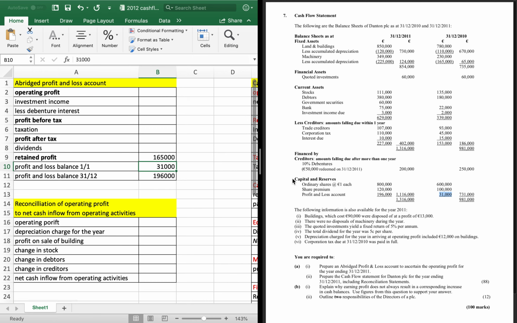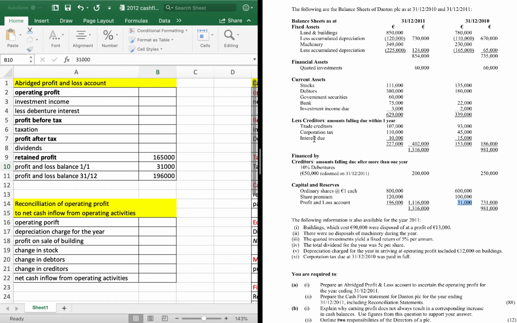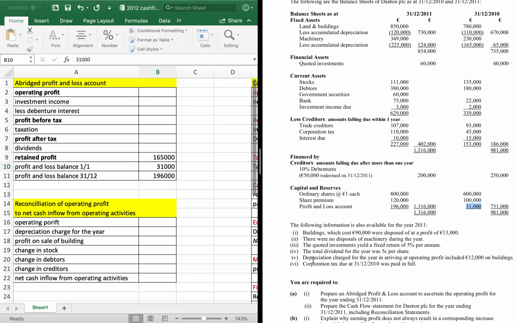Now, dividends is next. There's no real mention of dividends in the balance sheet, as you know, so the dividends have to be mentioned in here. It tells us the total dividend for the year is 5 cents per share. Now we're doing the accounts for the left hand year, so we're working off the left hand balance sheet. So it's 5 cents per share, and we look at our shares and we have 800,000 shares this year. So 5% of 800,000 is 40,000.